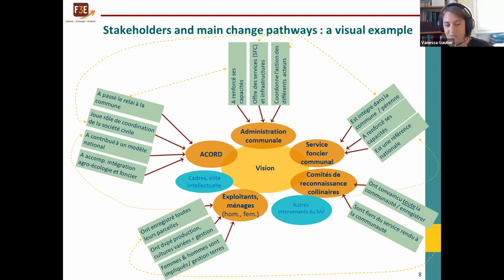So even though these change pathways can evolve in time, they might be wrong, they might change given the context, but they wrote them at some point. They wrote that the local land registering service needed to gain technical skills. The present inhabitants were aware that all of them needed to understand better the importance of registering their land, things like that. And from that, they could imagine actual activities to run.